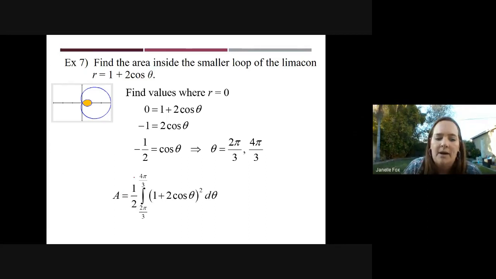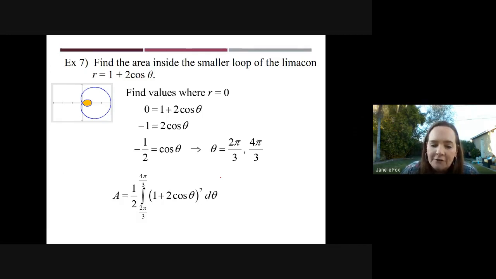So here I go. I'm going to put my 1/2 in front. I'm going to go from 2 pi over 3 to 4 pi over 3. And then we'll have 1 plus 2 cosine of theta, squared, d theta. If I were to do this by hand, that would be so boring. Instead, I'm just going to plop this in my calculator.